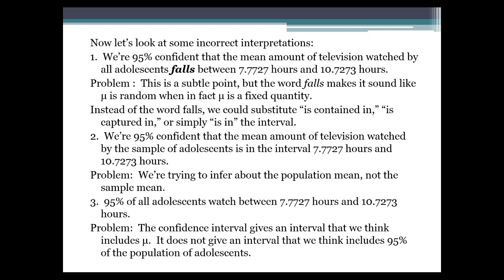There are a couple of other variations on this. We're 95% confident that the mean watched by the 30 adolescents, or however many there were, is in the interval. Just be careful with your phrasing there. Make sure that you're indicating it's for the population. Finally, the last one, 95% of all adolescents watch between that amount of television. This is not a correct interpretation, because we're not talking about how many adolescents watch in that region. We're looking at how confident we are that the population mean is in that region.